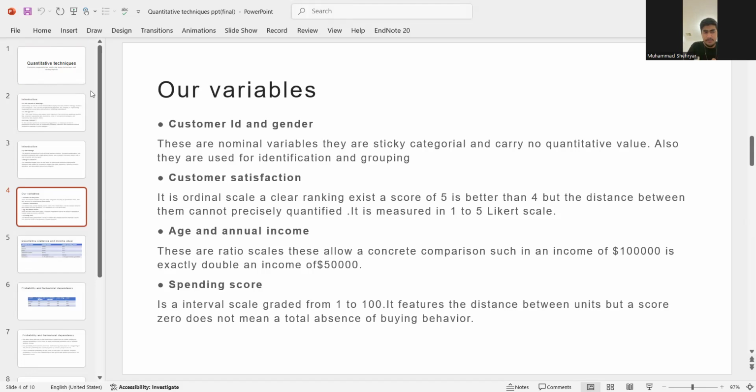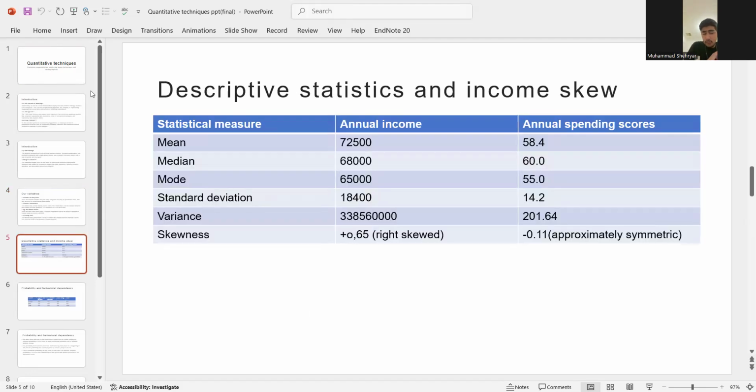Age and annual income are ratio scales. Ratios allow concrete comparison, such as an income of 100,000 dollars being exactly double an income of 50,000 dollars. Spending score is an interval scale graded from 1 to 100. It features equal distance between units, but a score of 0 does not mean the total absence of buying behavior.